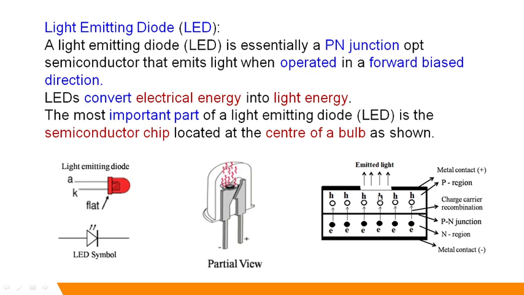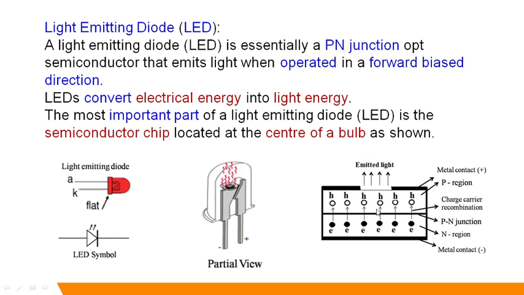So this P region, as you know, contains more holes. The N region contains more electrons. The junction is produced because of the diffusion of electrons from the N region to the P region. So that forms the PN junction. Once formed, this PN junction further opposes the migration of the carriers. This you will study in detail, or you already studied it.